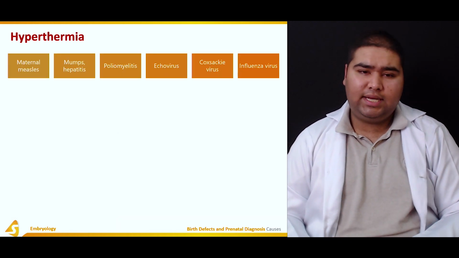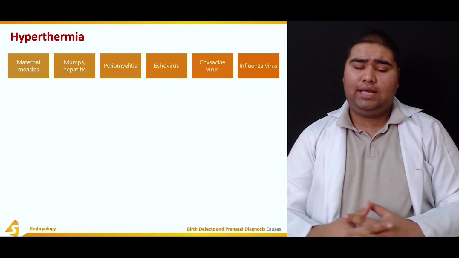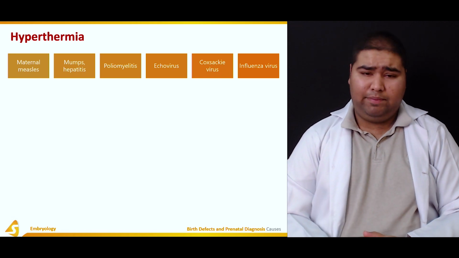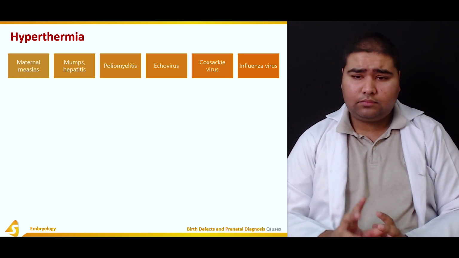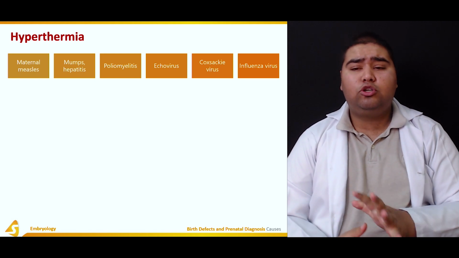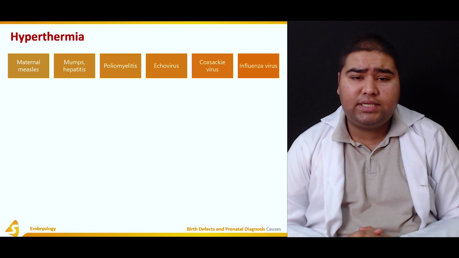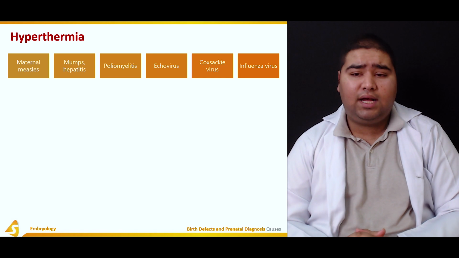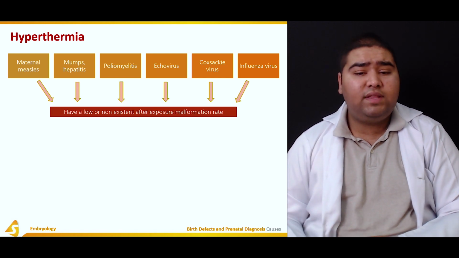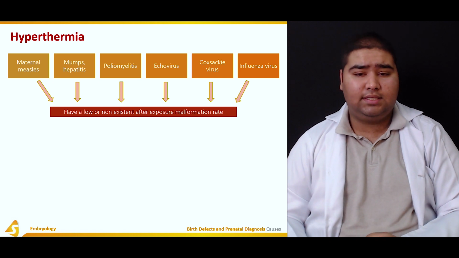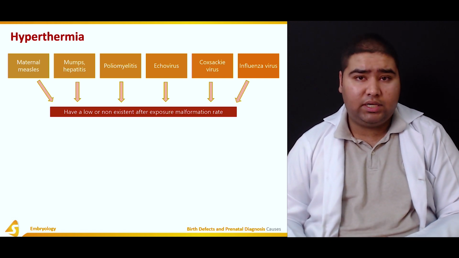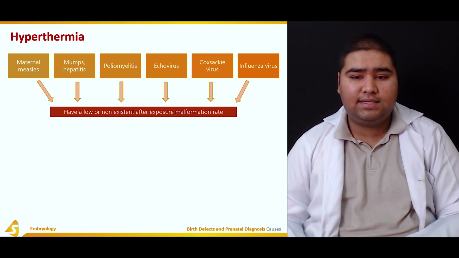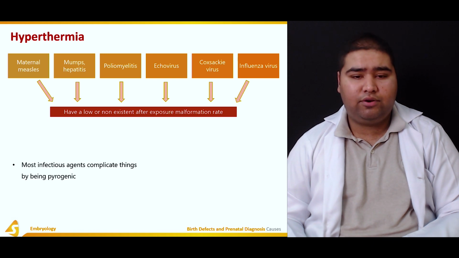So hyperthermia. Let's talk about hyperthermia. What is hyperthermia? Break the word again. Hyper means increase. Thermia means thermal, temperature. So hyperthermia is increased temperature. All of these conditions, you should not be intimidated by these. It can be maternal measles, mumps, hepatitis, poliomyelitis, echovirus, Coxsackie virus, influenza virus. All of these have a low or non-existent after-exposure malformation rate.